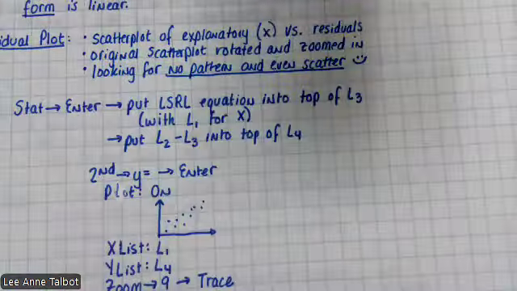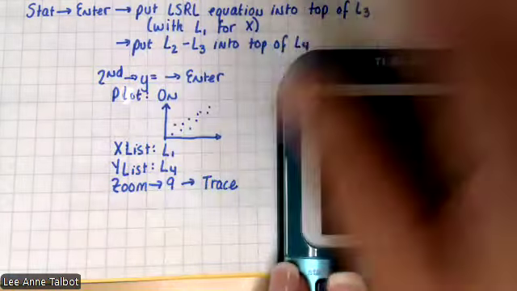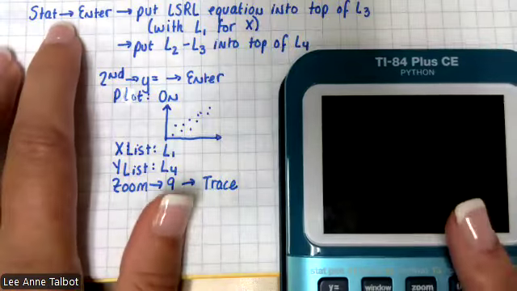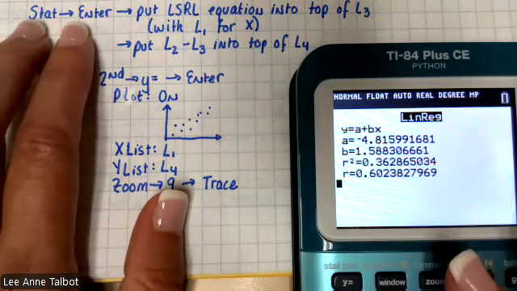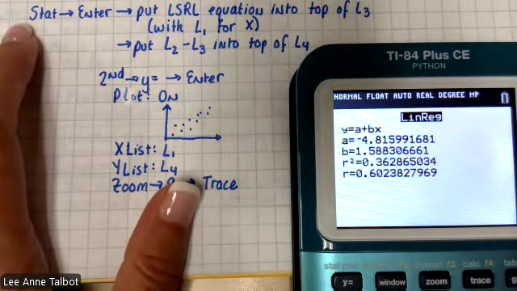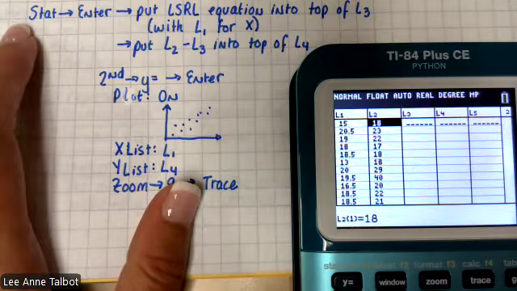Okay, so let's do it with ours. Let's see what happens. I really don't know what's going to happen. Okay, so here we go. This is complicated, so now is not the time to lose me. Stat, enter. Okay, so go back to where your lists are.